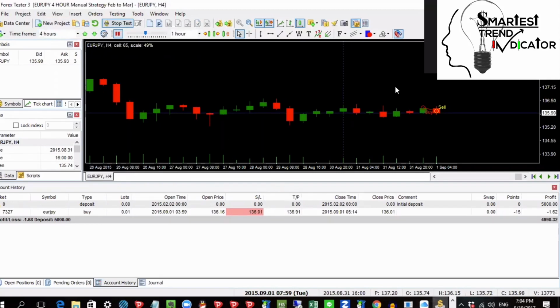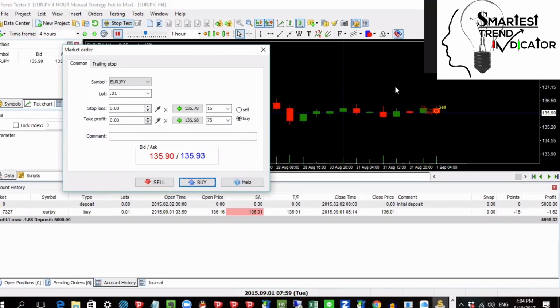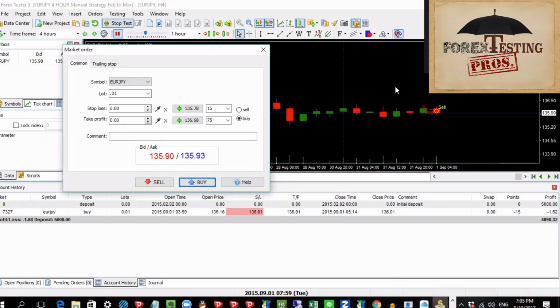Now I would get in again, and this is not using the smartest trend indicator, so I'm just going candle by candle. You wouldn't get stopped out so many times if you were using the smartest trend indicator, but I'm just showing how to do the strategy without it. You can do it without the indicator too, but you would get stopped out more times. You wouldn't lose your account, but you would get stopped out more times.